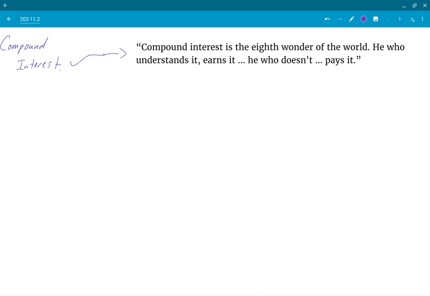So if you don't understand it, then you end up paying it, according to this person, which may or may not have been Albert Einstein. This quote is disputed. Anyways, the sense of it, I think, is clear. It's a very important thing to understand, compound interest.